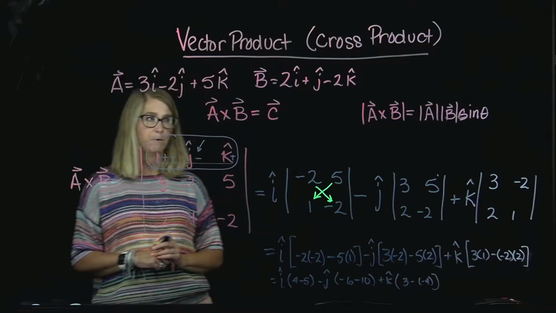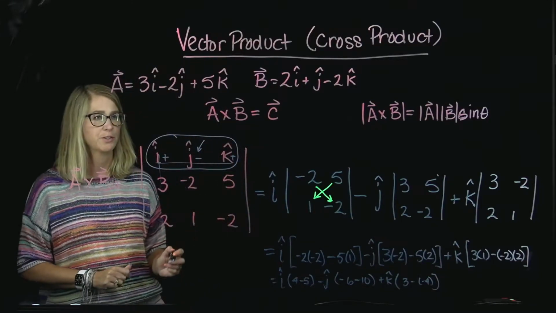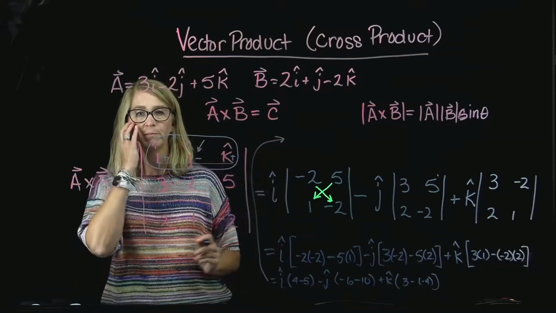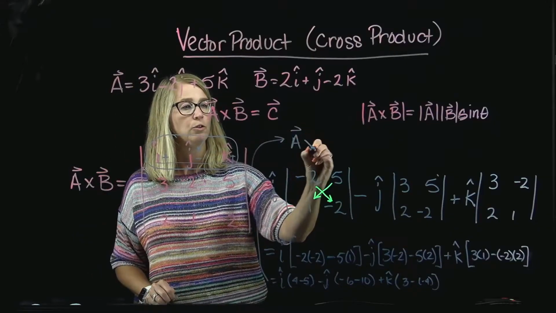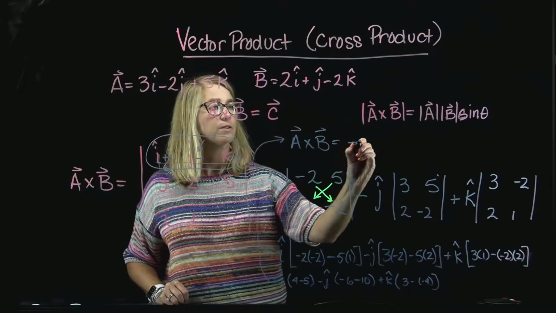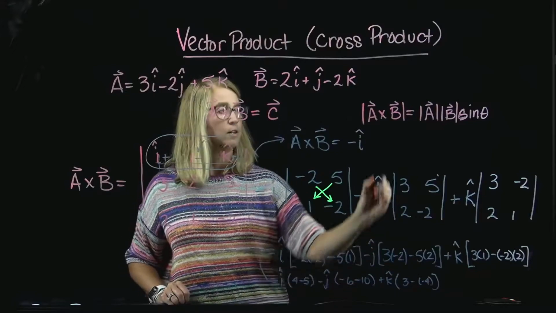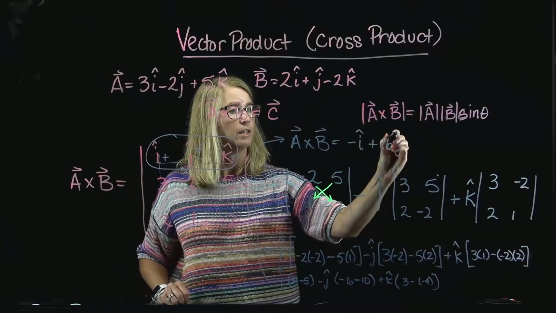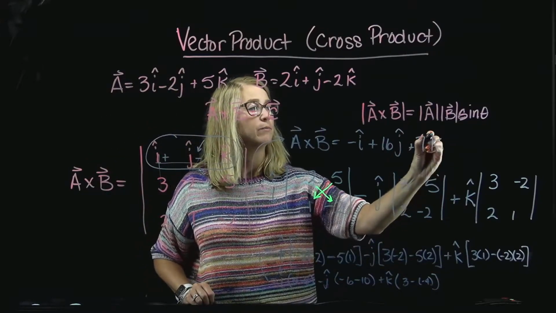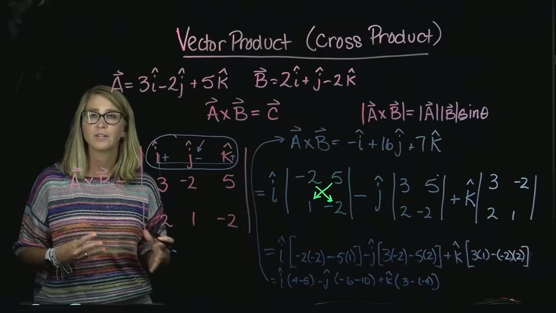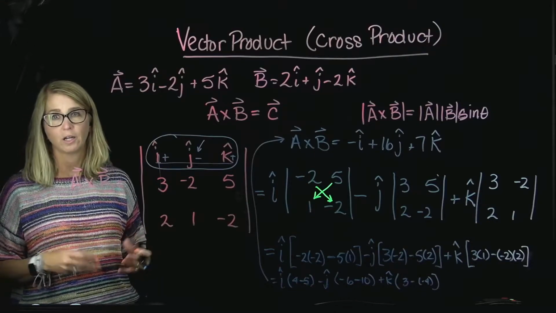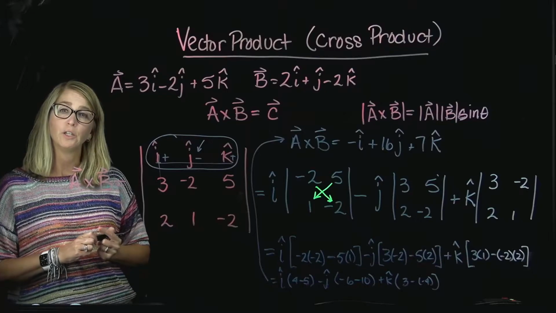All right, so I'm going to put the total up here somewhere so that I can see it. I'm going to move up here because I'm running out of room. And so A cross B, given the values that I found down below, is -I plus 16J plus 7K. And that is how we use this matrix method to calculate a cross product or a vector product of 2 vectors when they're given in unit vector form.